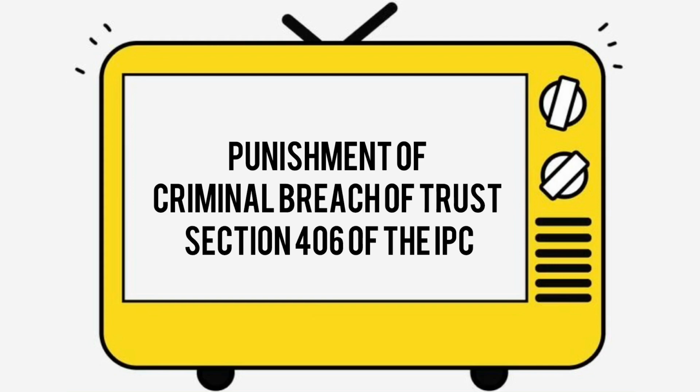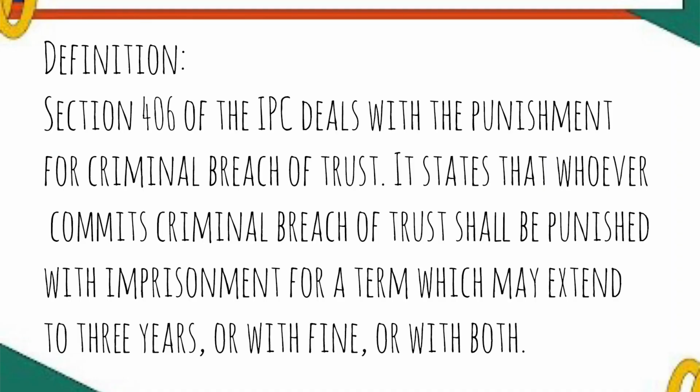Now let us see Section 406 of the Indian Penal Code. Section 406 of the IPC deals with the punishment for criminal breach of trust. It states that whoever commits criminal breach of trust shall be punished with imprisonment for a term which may extend to 3 years, or with fine, or with both. The punishment for criminal breach of trust depends on the severity of the offense. The court will consider factors such as the amount of property involved, the degree of dishonesty, and the impact on the victim. In general, the punishment can range from imprisonment for up to 3 years or a fine, or both.